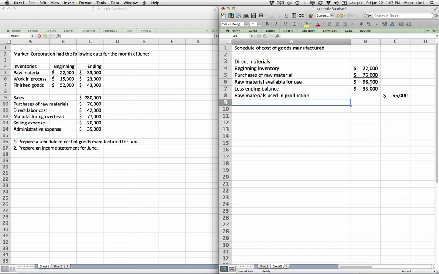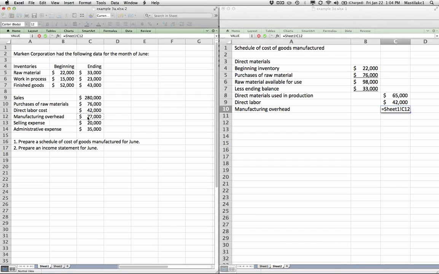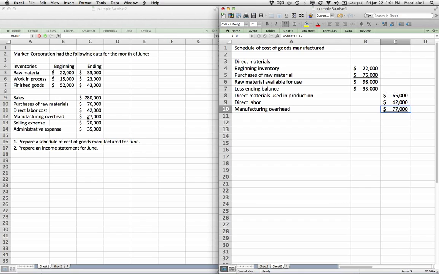That's the first of our three manufacturing costs: direct materials, direct labor, and manufacturing overhead. And actually I should call this direct, not raw, because once it's been used, it's not raw anymore. So we have direct materials used in production. We also have our direct labor cost, and our direct labor cost is given at $42,000. And then our third manufacturing cost is manufacturing overhead, and that is given to us in our given data at $77,000.